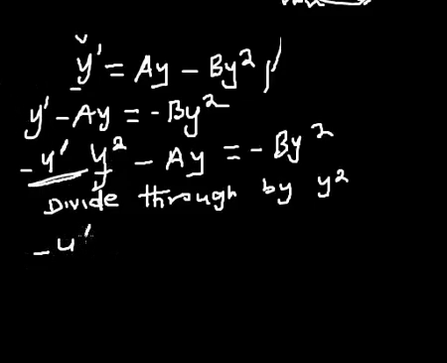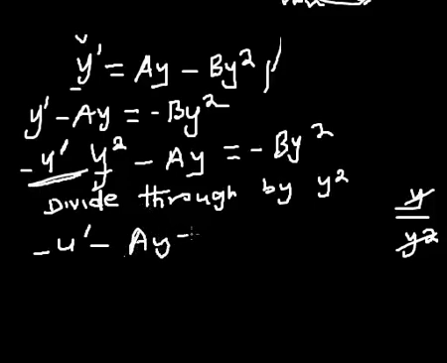minus u prime minus, y divided by y square, this can also have y in the denominator, that's y raised to the power minus 1. So this is going to give me y raised to the power minus 1, then equal to minus b times y square divided by y square, cancel y square, I'm left with b. All right, now remember the whole idea of this.